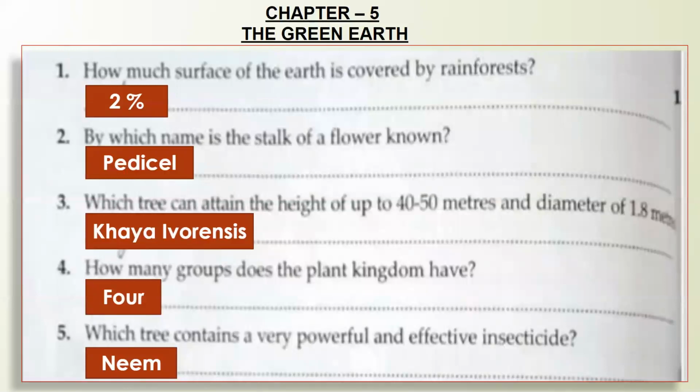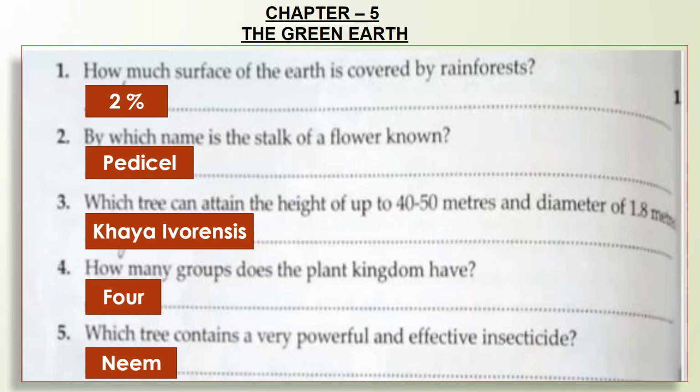First question is, how much surface of the earth is covered by rainforest? The answer is 2%. Second question is, by which name is the stalk of a flower known? And the answer is pedicel. Third question is, which tree can attain the height of up to 40 to 50 meters and diameter of 1.8 meter? The answer is Khaya ivorensis.